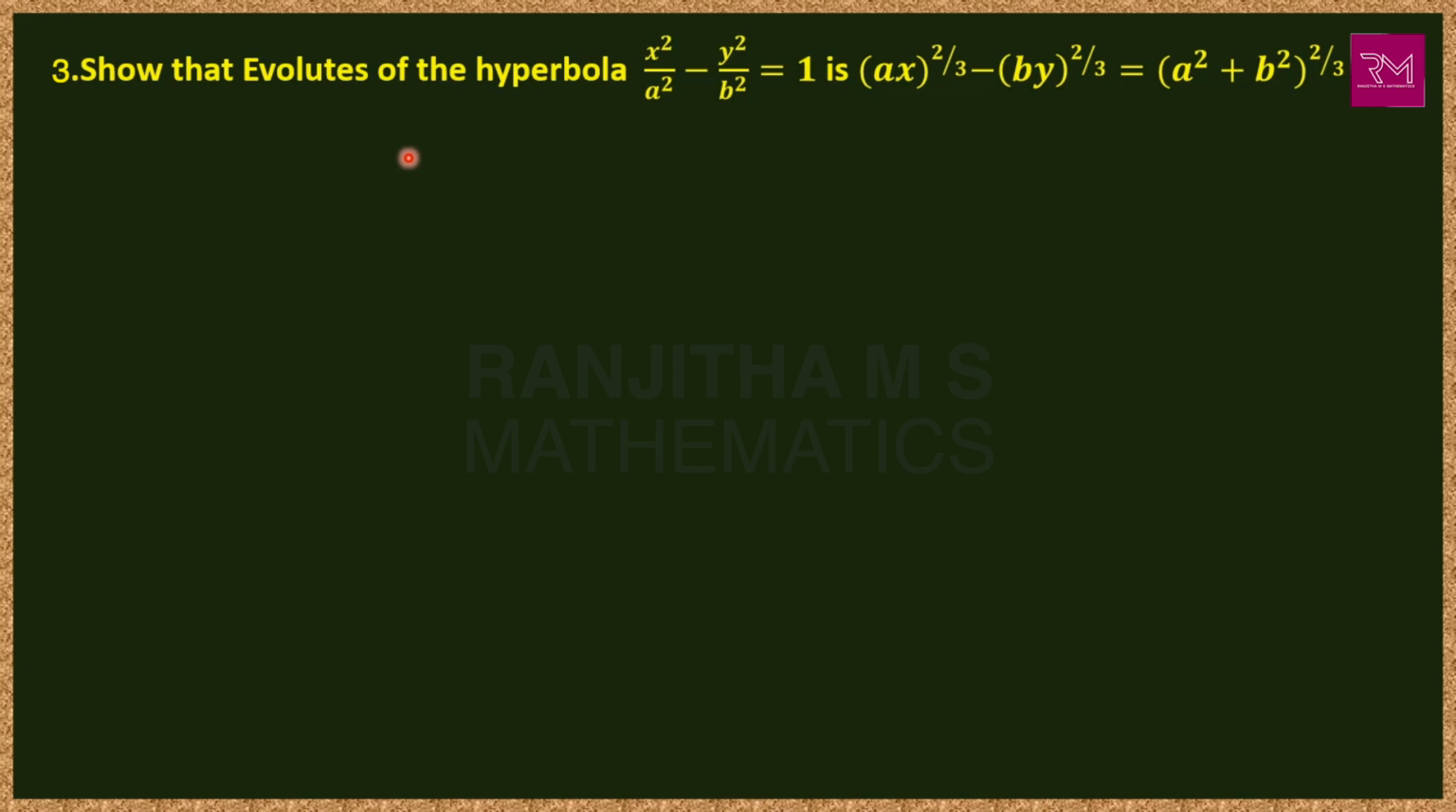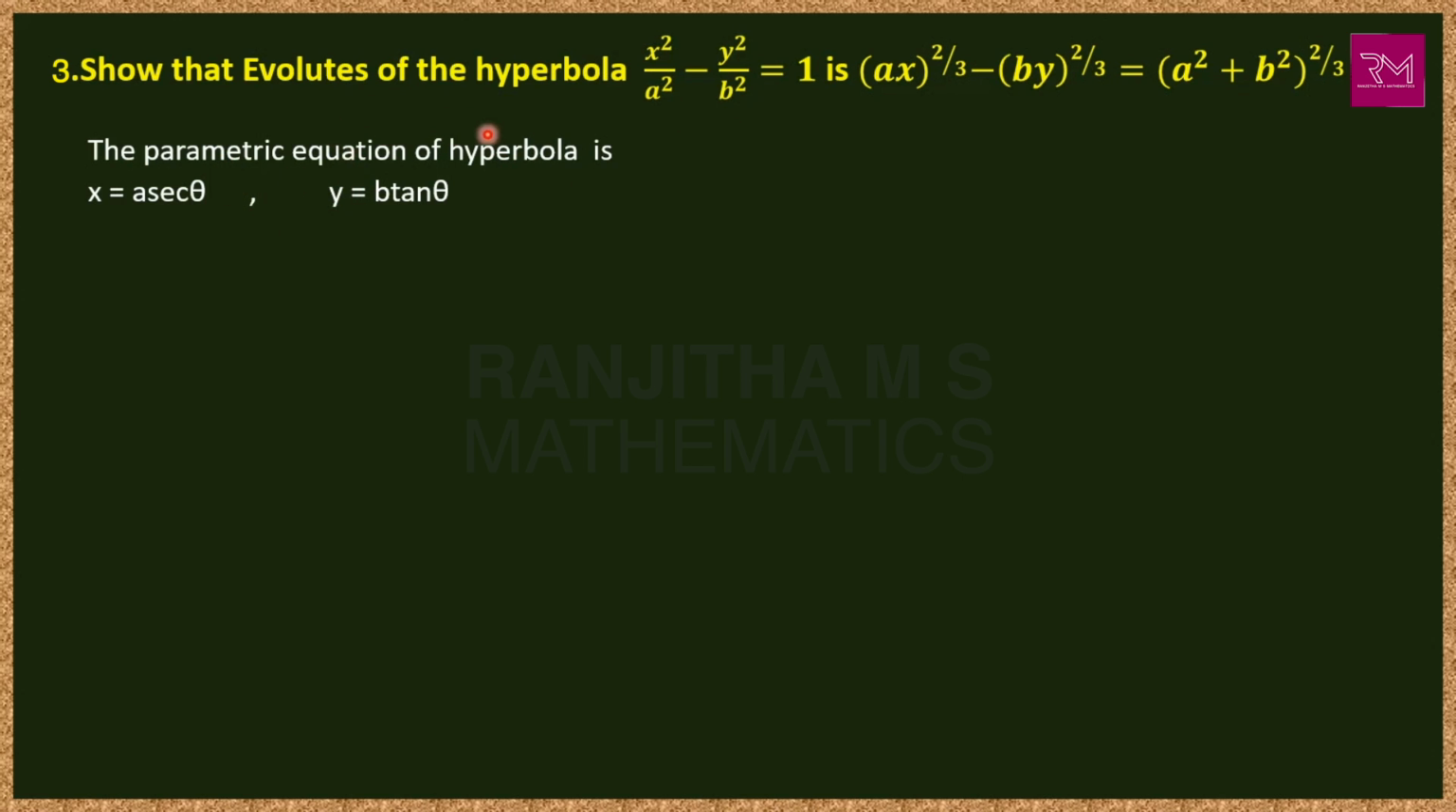This problem is same as that of evolutes of ellipse. In the ellipse, the parametric equation is given by x equal to a cos theta and y is equal to b sin theta. But in case of hyperbola, the parametric equation is given by x equal to a secant theta and y is equal to b tan theta. The procedure will be same for both ellipse and hyperbola. First, you have to remember the parametric equations of ellipse and hyperbola both.